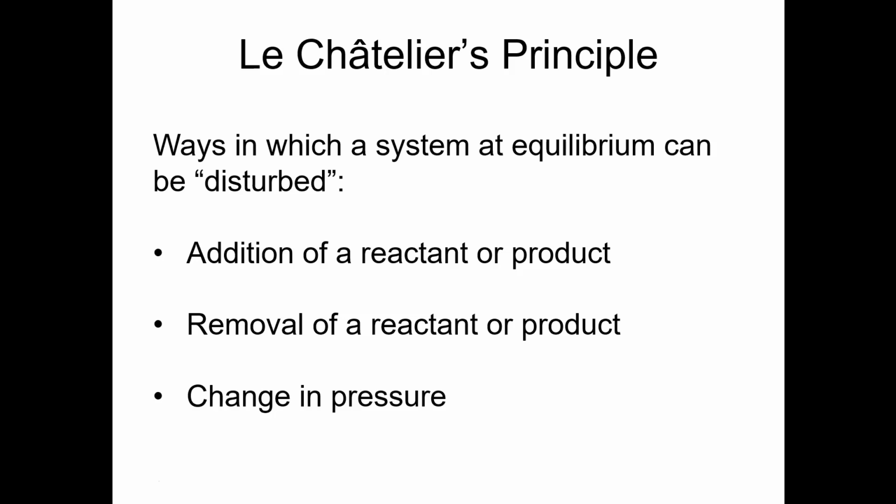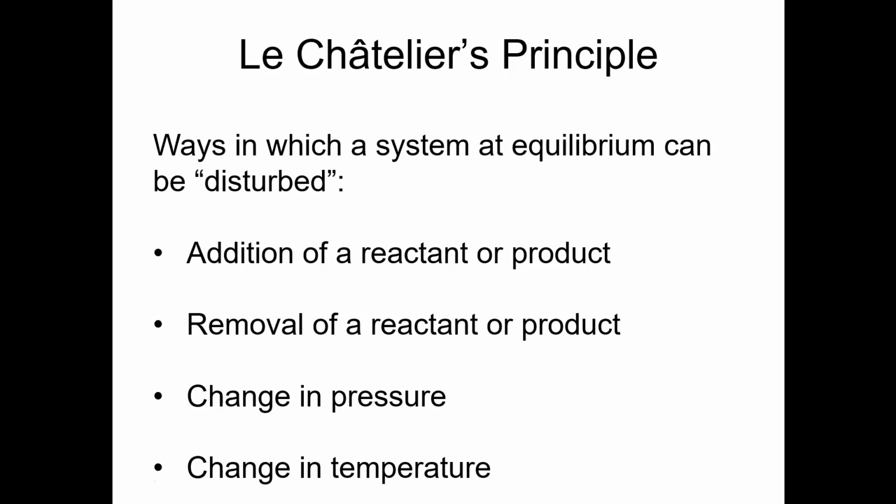There could be changes in pressure if it was a gaseous reaction. If I increase the pressure, then the reaction would say, oh, I need to shift in the direction that has fewer moles of gas to decrease the pressure. If I decrease the pressure, I would say, oh, I need to shift in the direction that has more moles of gas to increase the pressure. And then if there were changes in temperature, if I were to heat it up, I would say, oh, I need to shift in the direction that consumes heat. If I were to cool it down, then I would say, oh, I need to shift in the direction that generates heat.